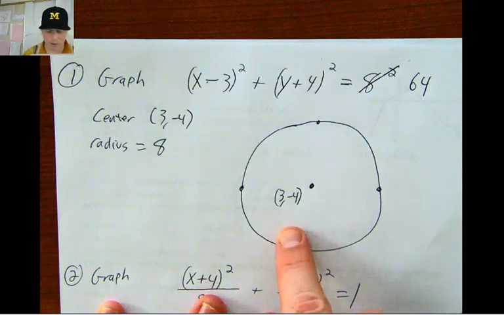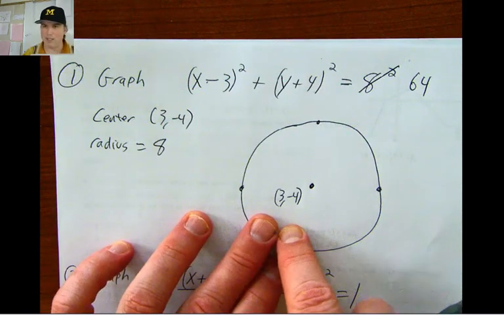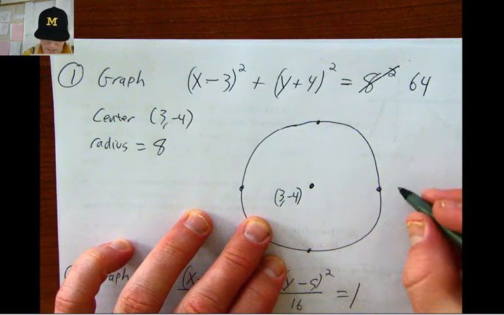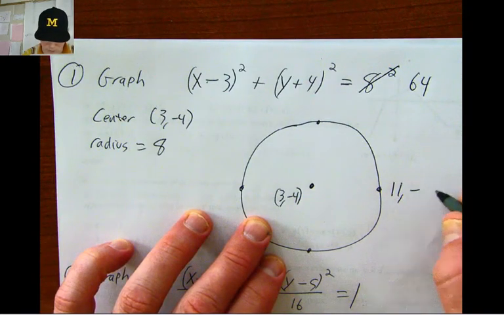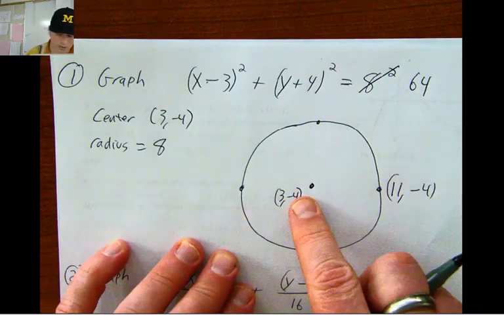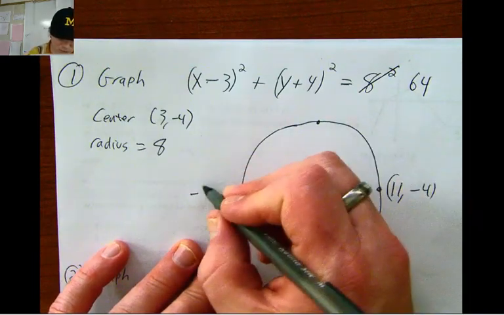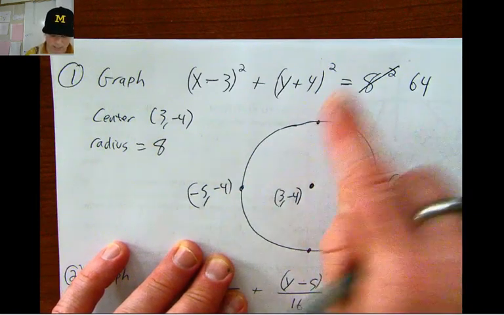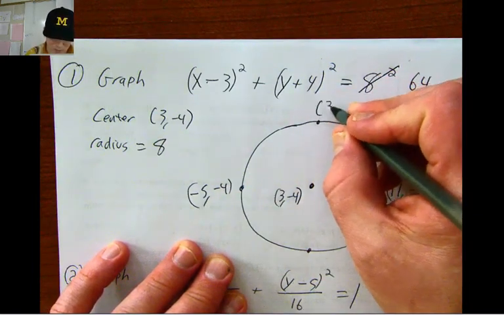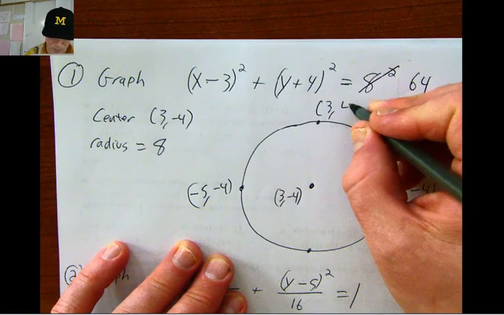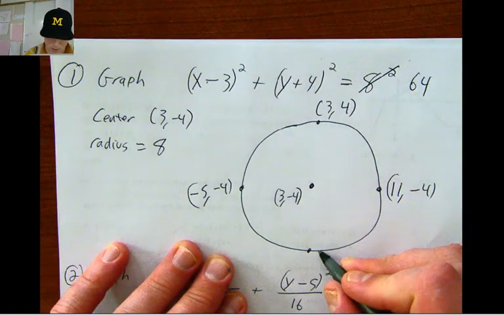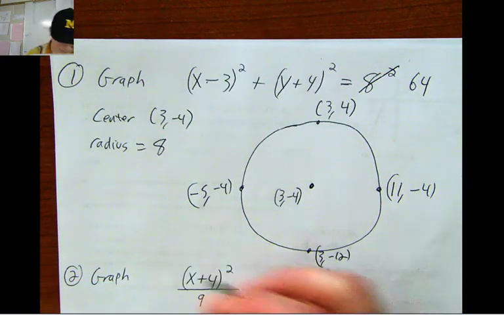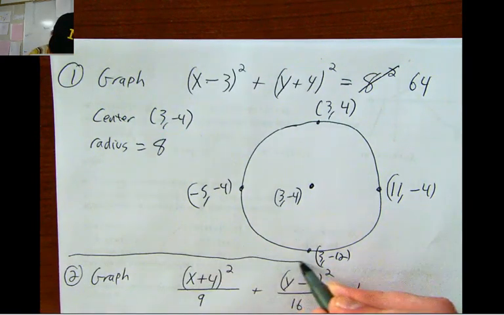If you're not using graph paper, you need to kind of think, well, what happens if you add 8 horizontally? Well, that's adding 8 to the x coordinates. That would make this coordinate 11, negative 4. If you traveled 8 in the opposite direction, you'd be at negative 5, negative 4. Y coordinates up and down, so the x coordinate stays 3. If you go up 8, it becomes positive 4. If you go down 8, it becomes negative 12. So all those key points listed. All right.